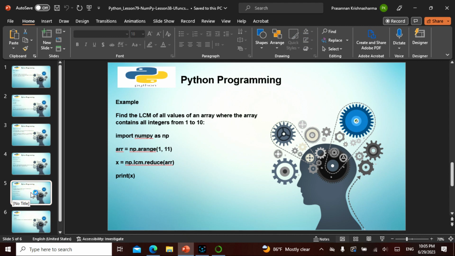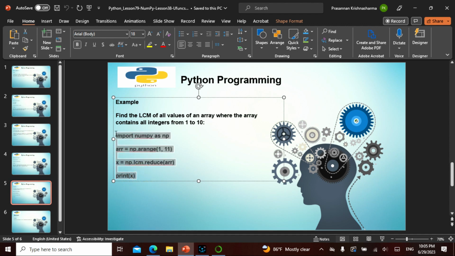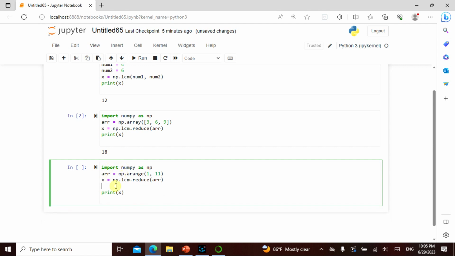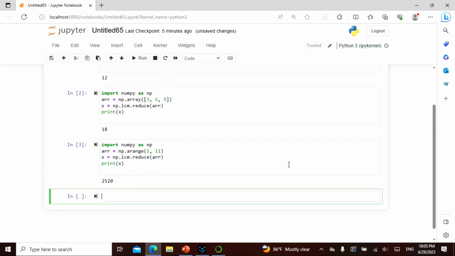Now, for an example, let's find the lowest common multiple of all values in an array that contains integers from 1 to 10. I import NumPy. I have this array, which is the range of 1, 11, which is from 1 to 10. And then I reduce this. When I reduce this and print x, let's see. I have 2520. This is the lowest common multiple.